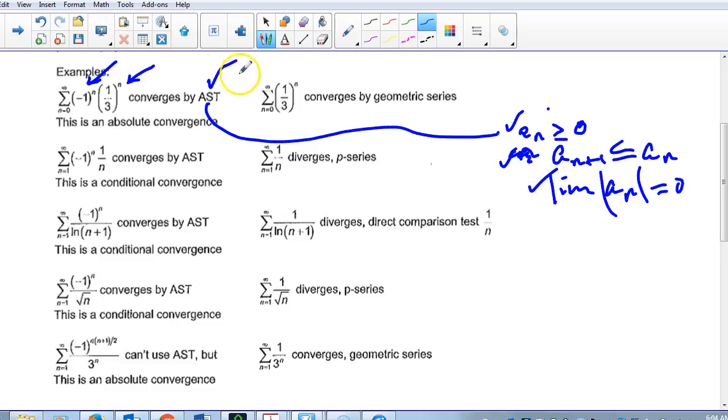Anyway, so you've got this one is clearly alternating because of the negative. It's converging by the alternating series test, and without the negative, it's geometric. So we say this is absolute convergence. Check out the next one.